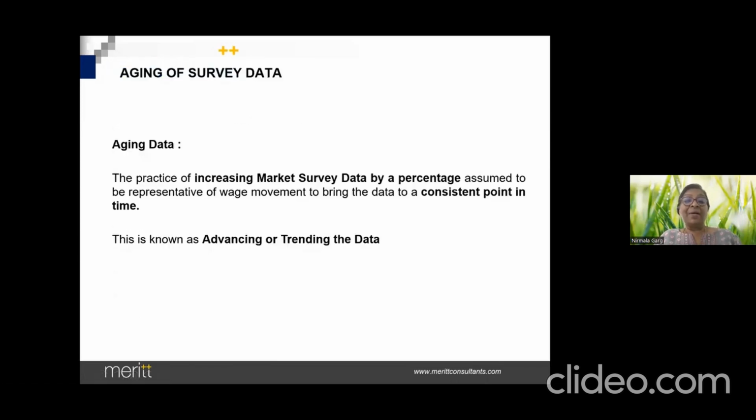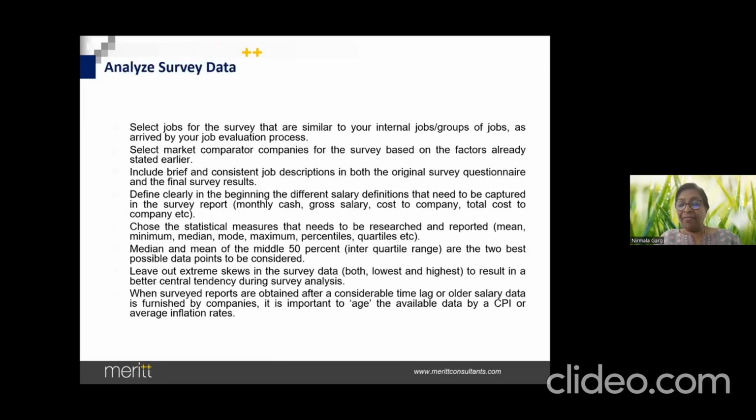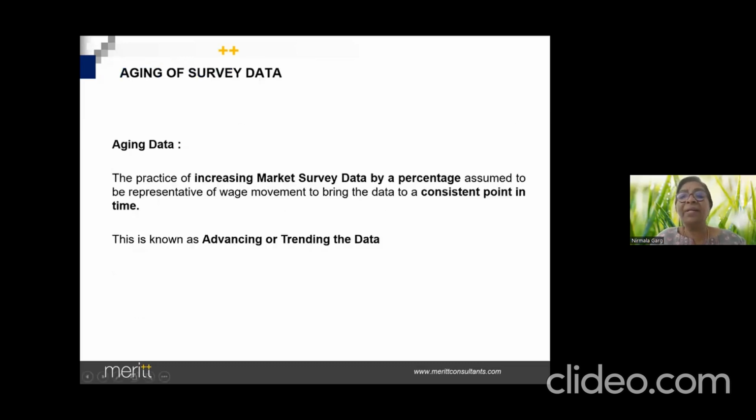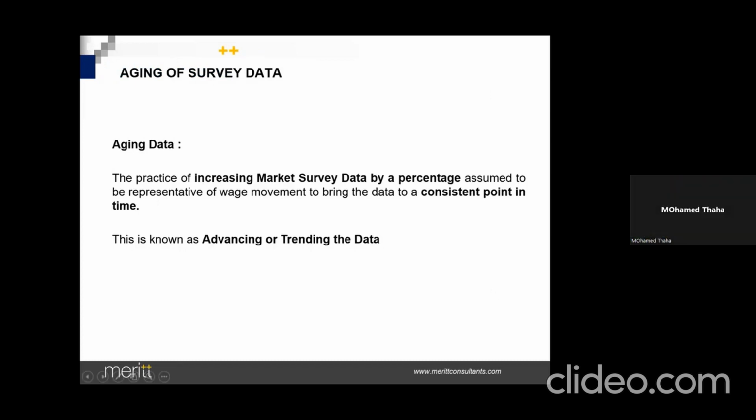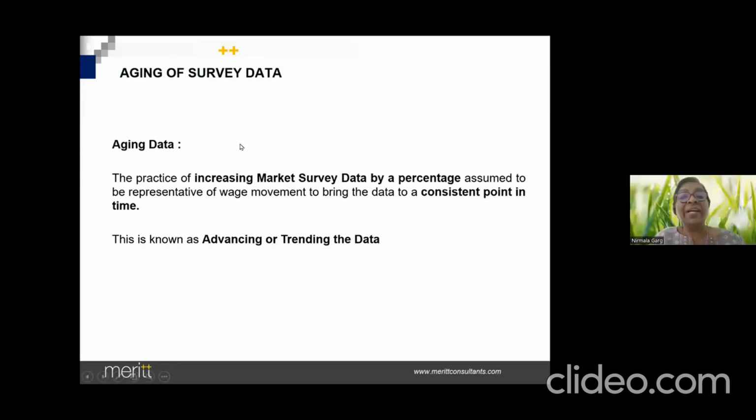Now, having said that, I have collected data, or I have published data, last year. The question is, can I use the survey data this year? Anybody who can just tell me, can I use the survey data this year? Yes, we can use it. Yes. So that is called aging of data.